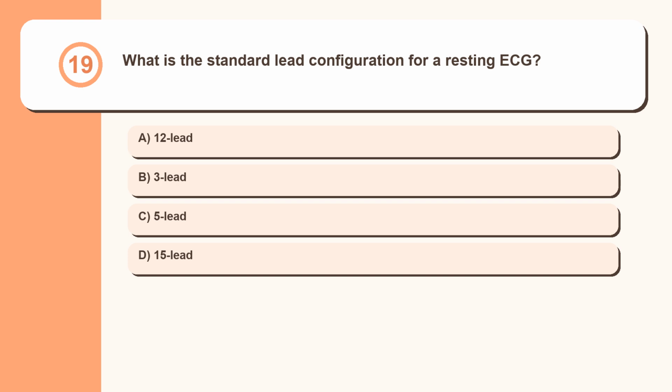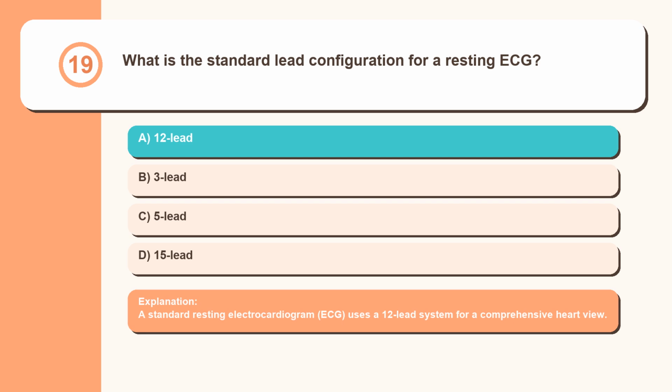Question 19. What is the standard lead configuration for a resting ECG? 12 lead, 3 lead, 5 lead, 15 lead. A standard resting electrocardiogram, ECG, uses a 12-lead system for a comprehensive heart view.